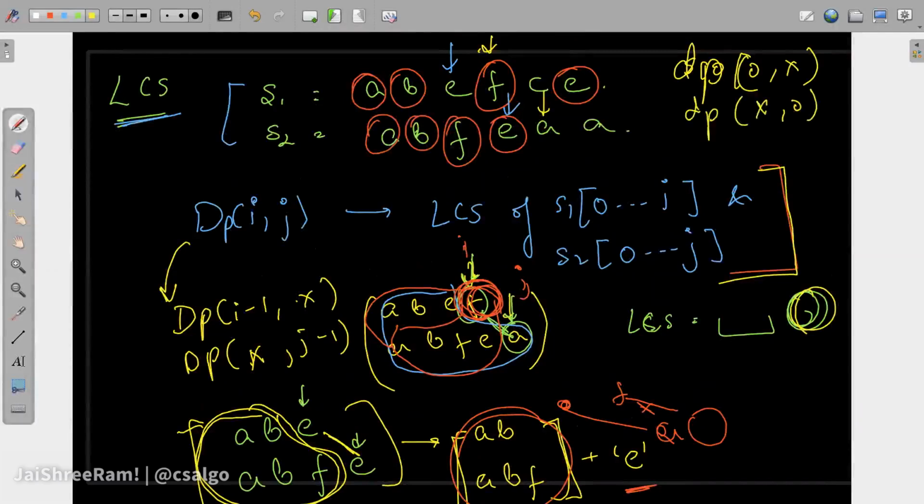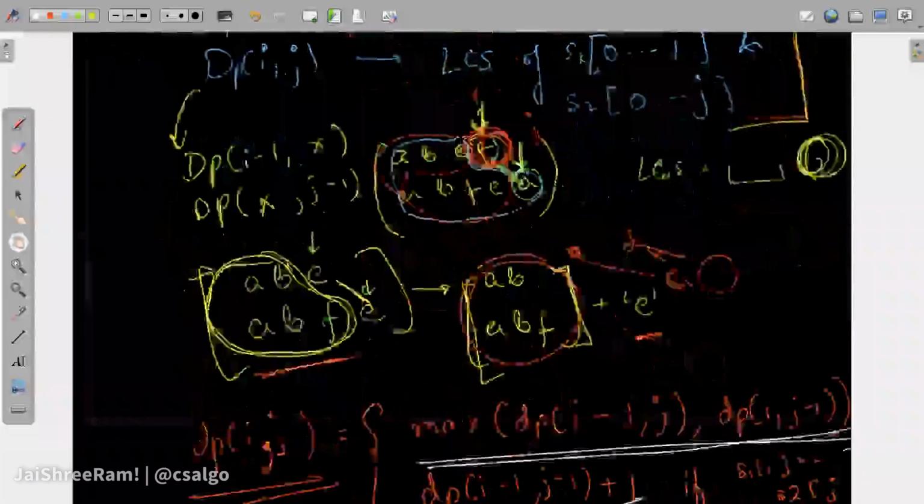These values would not follow this particular recurrence, and you have to calculate them manually, but that's pretty simple, because if it is the same as this, then it's 1, or else it's 0. And DP of 0 comma 0: for any x, if it is the same as whatever is at S1 of 0, then it's 1, or else it's 0, similar for this. So these values you can calculate directly as base cases, and then this particular recurrence that we talked about can be calculated, right?